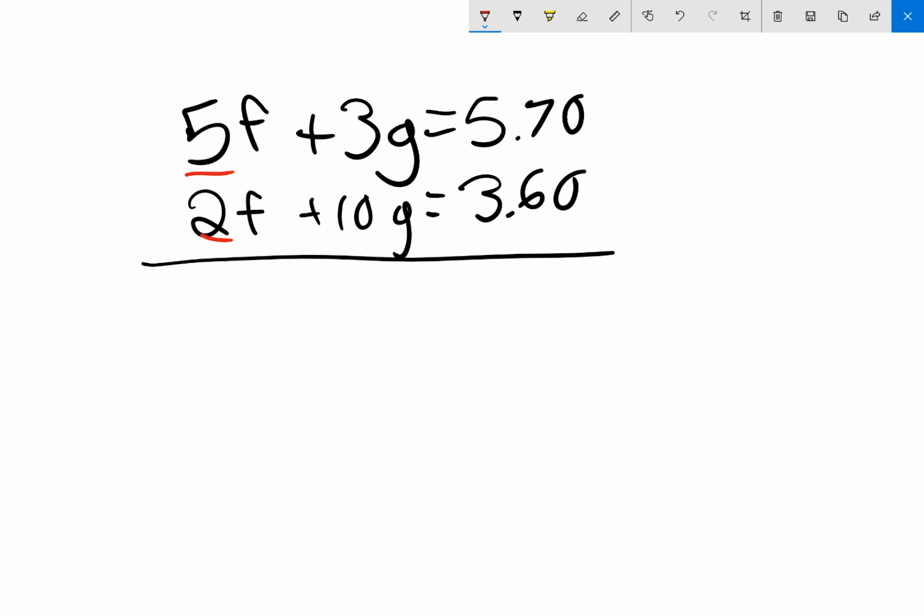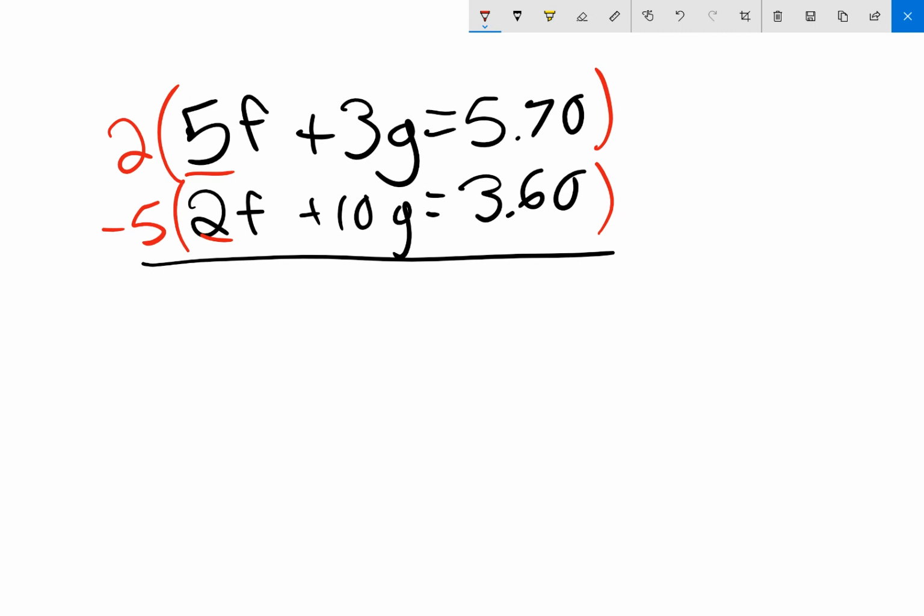I know that 5 can be multiplied to make 10. I know 2 can be multiplied to make 10. So let's try to make 5F 10F, and let's try to make 2F negative 10F. If I want the top to be 10F, then what do I need to multiply 5F by to make that happen? I have to multiply it by 2, because 2 times 5 would make 10F. In the bottom equation, I want it to be negative 10F. So I'll have to multiply it by negative 5, so that it can become negative 10F.